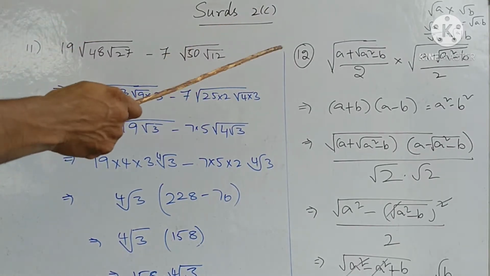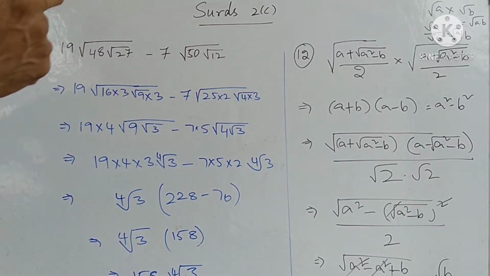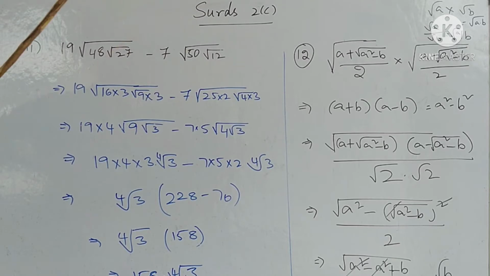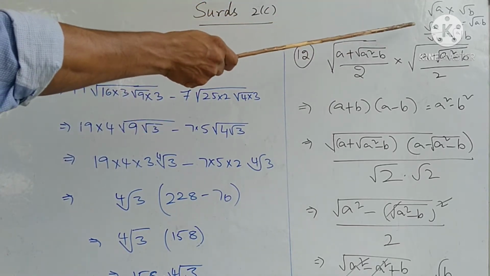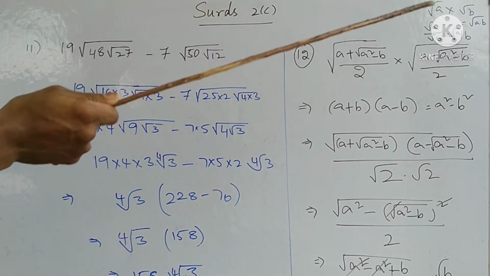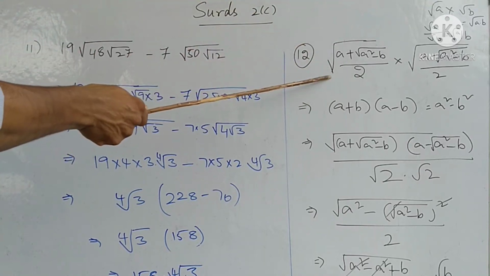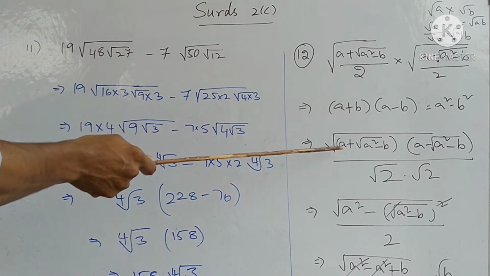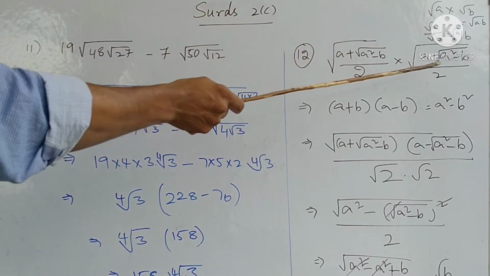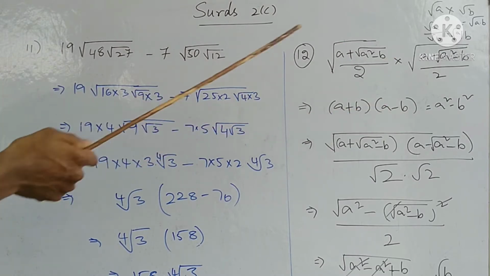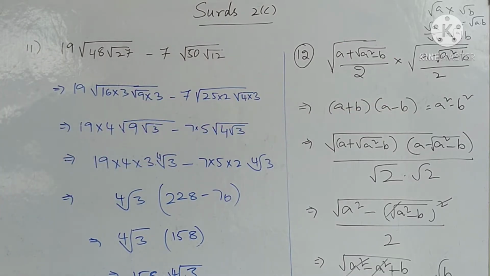Next question, 12th one. Find the value of under root a plus square root of a square minus b by 2 into under root a minus square root of a square minus b by 2. So here root a by root b is equals to under root a by b. This is of the form root a into root b is equals to square root of a into b. So these two terms are in the form of a plus b into a minus b, that is equals to a square minus b square.